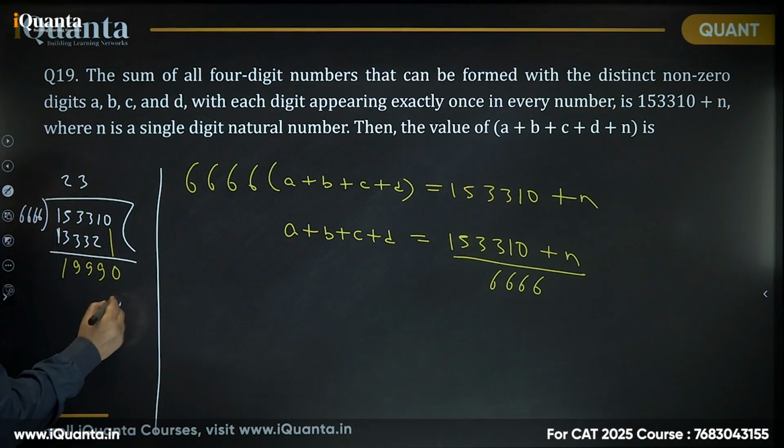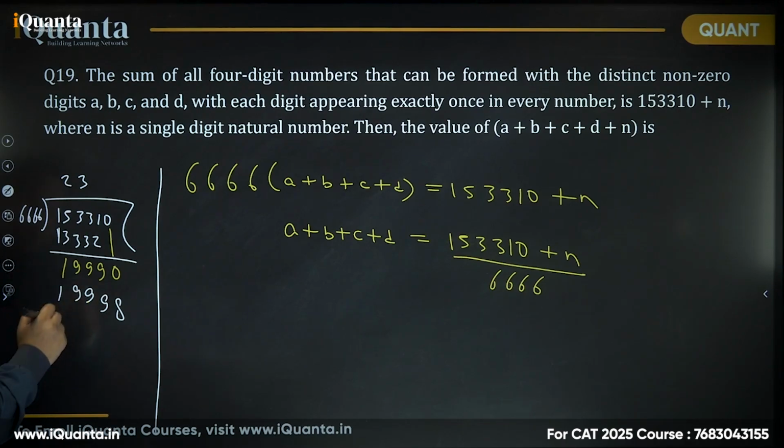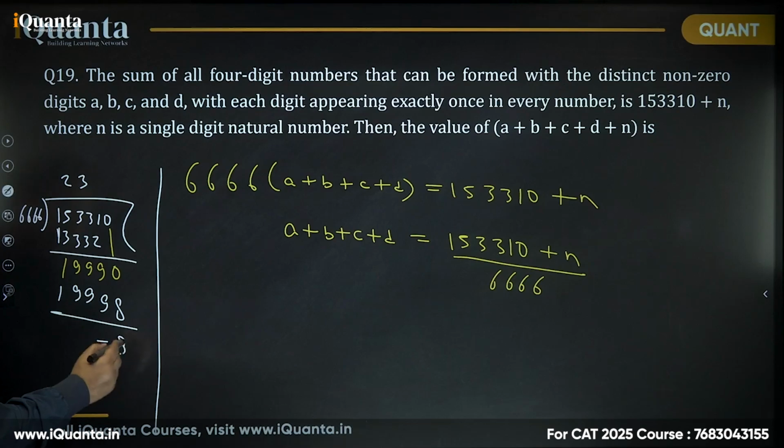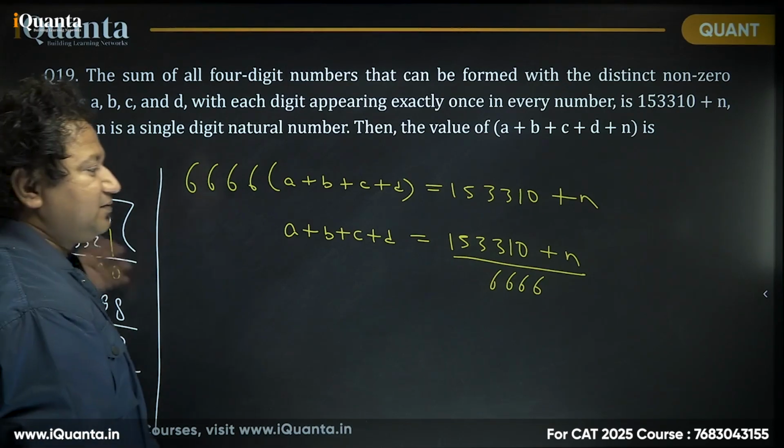3 6s are 18. 9, 9, 9. Oh. 1 9 9, and 8 is 8 more here. 8 more here, isn't it? So what do we see here? That if we had 8 more, it would have been completely divisible.